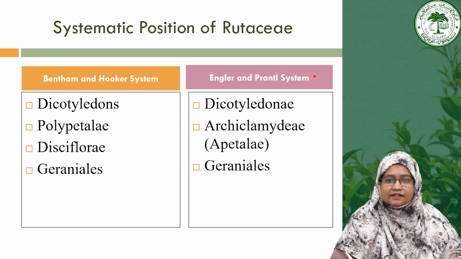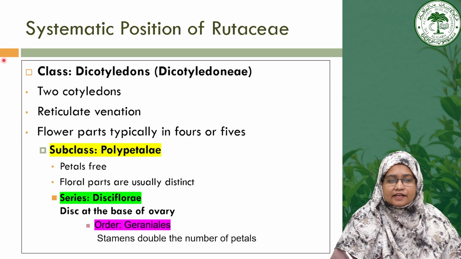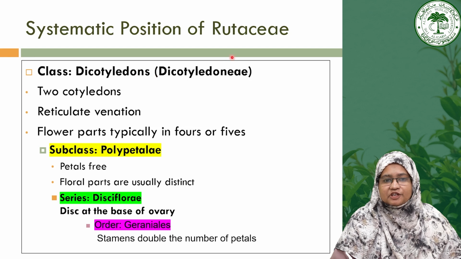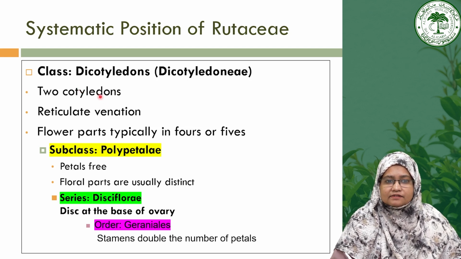In the Engler and Prantl system, this family also finds a position in Dicotyledonae, and they placed it in Archichlamydeae, and the order is also Geraniales. Now, as we have already seen the systematic position, these are the different identification points of the different ranks of the taxon. Like we can identify dicotyledonous plants, they have two cotyledons, reticulate venation, and flower parts that are typically either pentamerous or tetramerous.